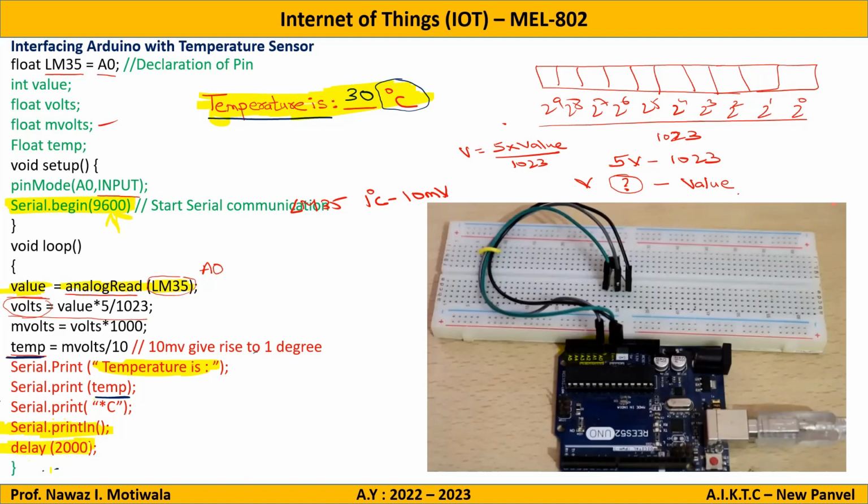So the program has ended. Now what will happen? Because it is in void loop, this will run continuously. So when it again goes to read the value, then again it will convert to volts, millivolts, temperature, and so on. So after every 2 seconds, this loop will be repeated and you will get values of temperature at the serial monitor. So I hope you have understood the program. Now we will go for the simulation part.